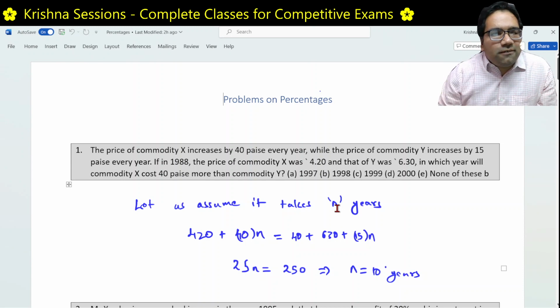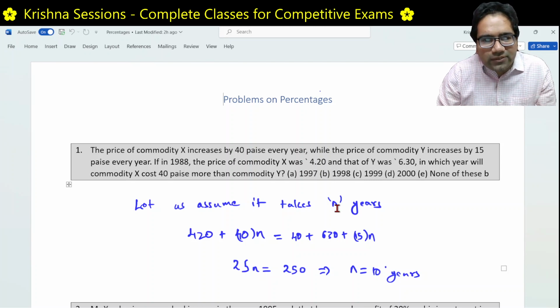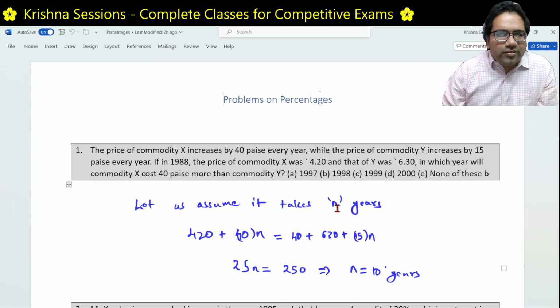The price of commodity X increases by 40 paisa every year, while the price of commodity Y increases by 15 paisa every year. If in 1988 the price of commodity X was 4.20, that means 4 rupees 20 paise, and that of Y was 6 rupees 30 paise, in which year will the commodity X cost 40 paisa more than that of commodity Y? So what do we have to do? This is a simple algebra problem.